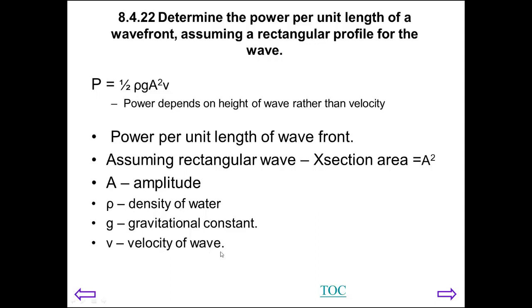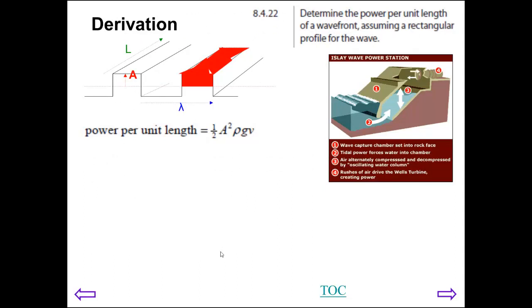The way this is done is that there's a mass of water which is moving up and down, and this change in gravitational potential energy is what provides the energy. So the power per unit length is half A squared rho g v, and we need to derive that now.